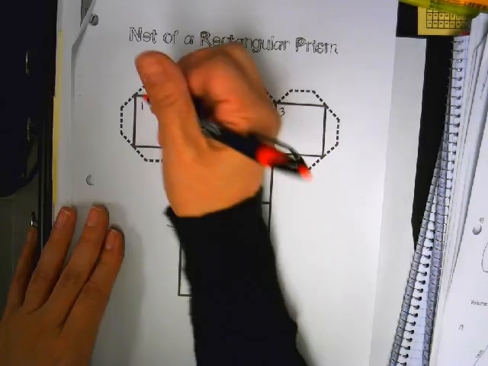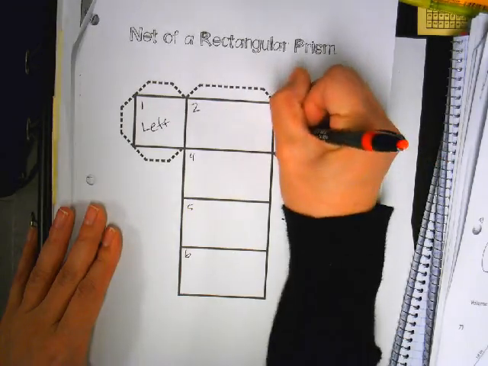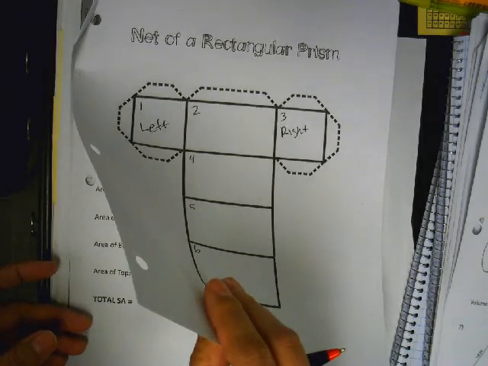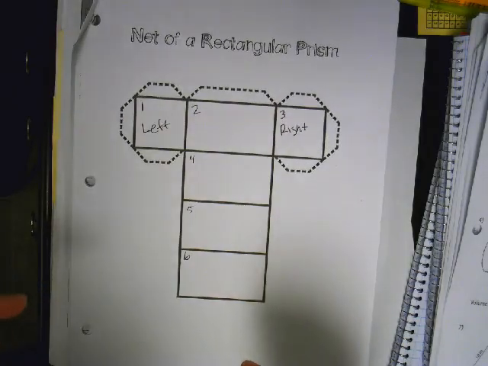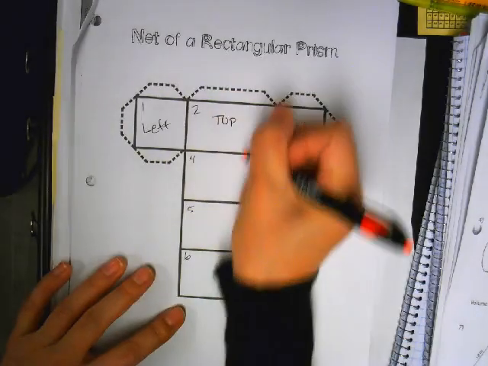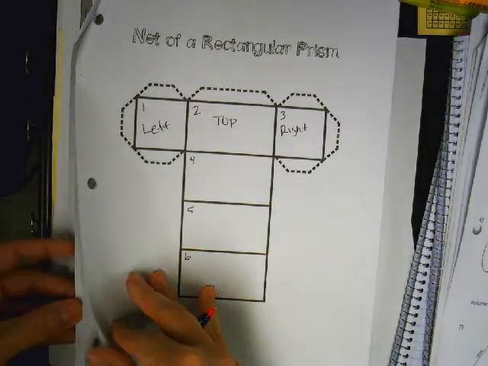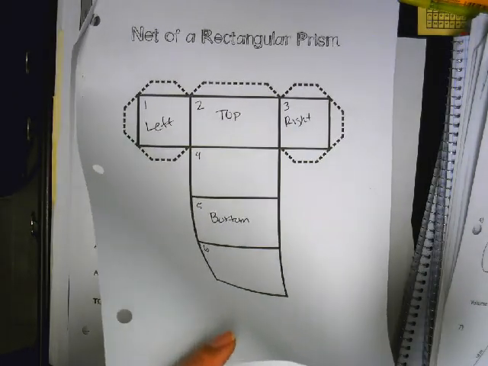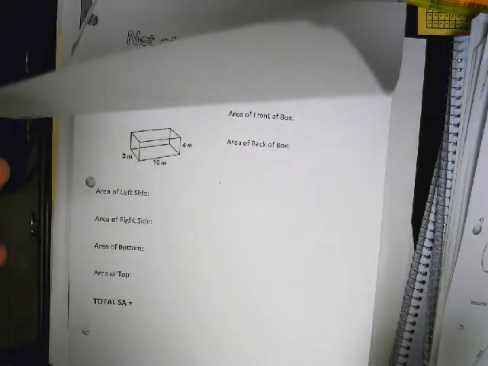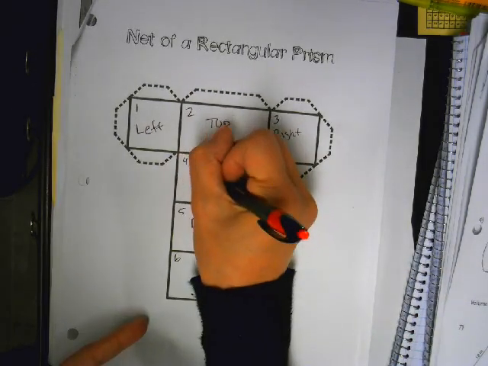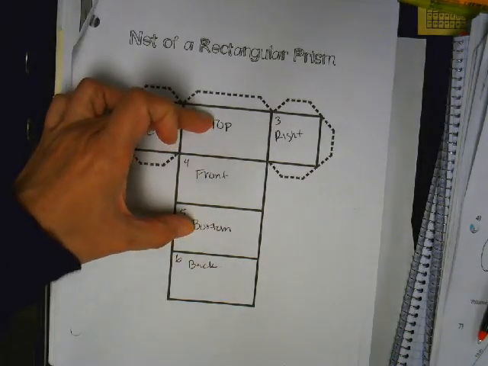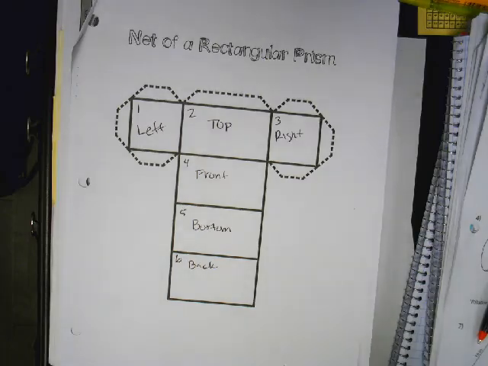Okay, we call this the left side, the right side, and then this could be your top, and then this would be your bottom here, and then this would be front and back. I thought that was the bottom. Top and bottom will line up together. So if I were to fold it, the top and the bottom are here, and then the front side and the back side.